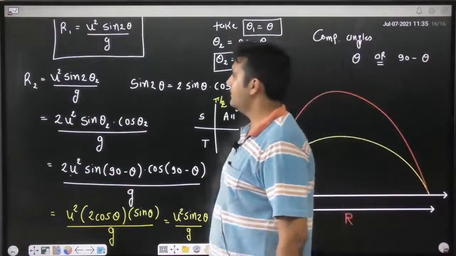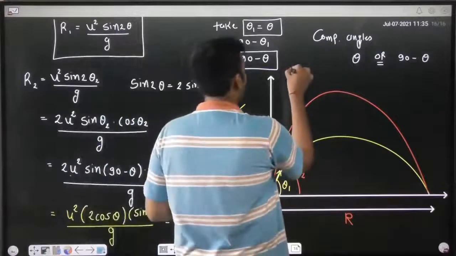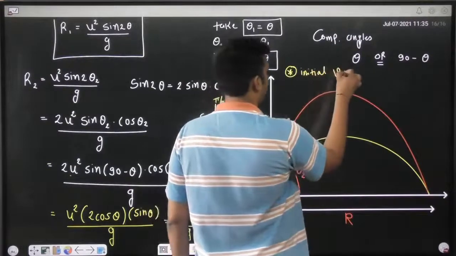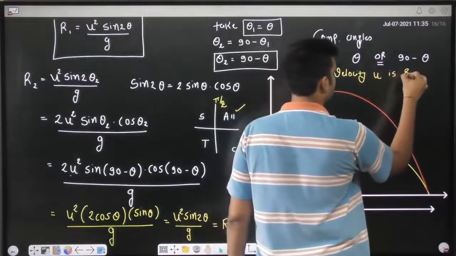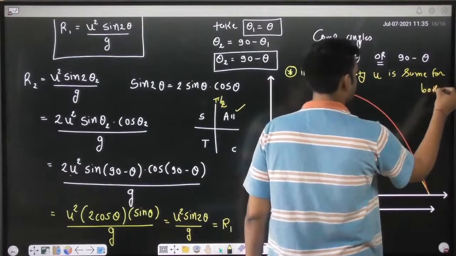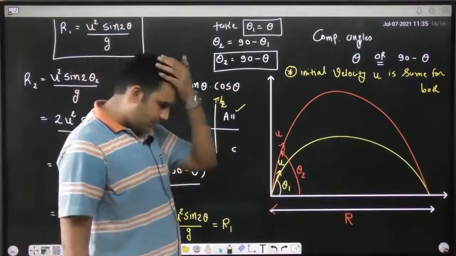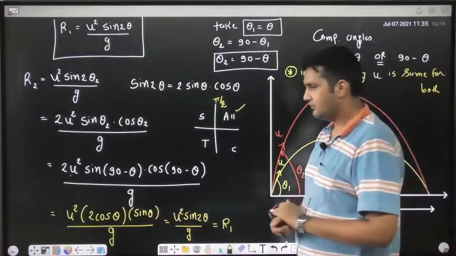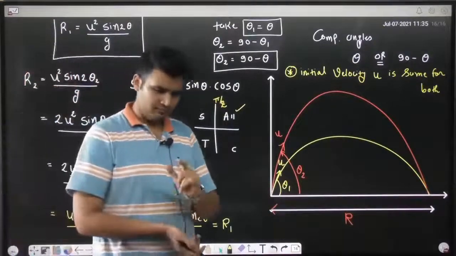What is the condition? Your initial velocity should be the same. Let me write it here: initial velocity u is the same. Is this clear to every student? If you have any doubt, let me know, or if you are clear with this, then type clear.